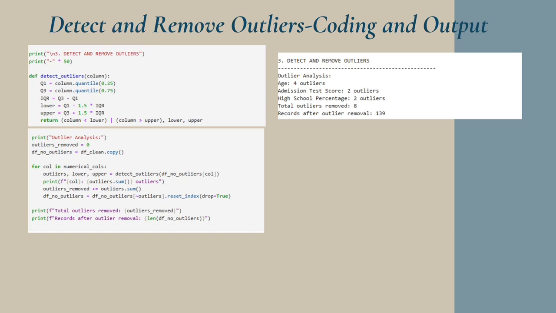Next, prepare for analysis by printing outlier analysis. outliers_removed will accumulate the number removed.